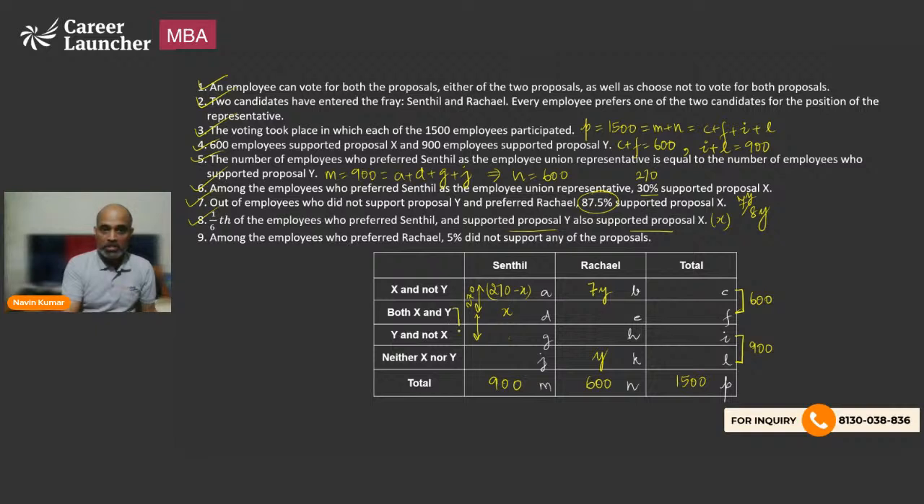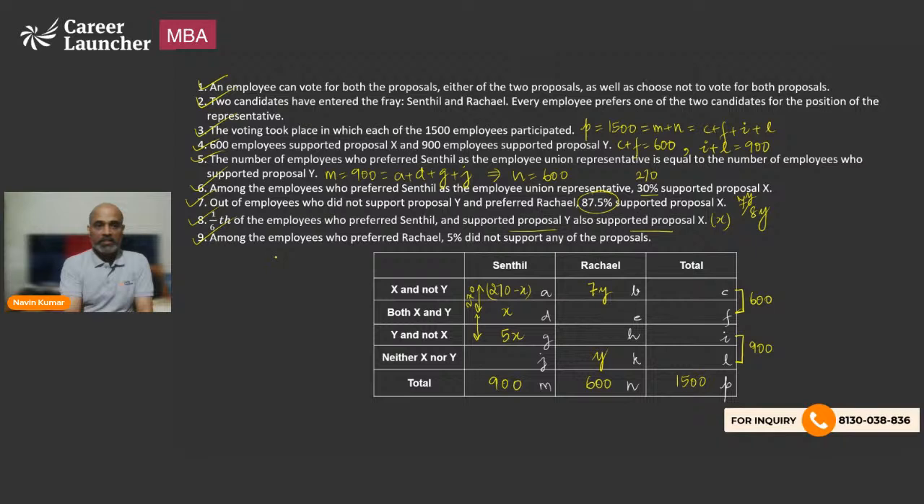So 1/6 of the employees who preferred Senthil and supported proposal Y. So we are talking about this entire 2 blocks, right? These 2 blocks consist of Senthil and favor proposal Y. Between these 2 blocks, 1/6 of these 2 blocks goes as both X and Y. So can we say this is going to be 5X? So that total is 6X within Senthil and people who support Y. Out of this 6X, 1X are those people who obviously support Y, also support X. Right? Okay.